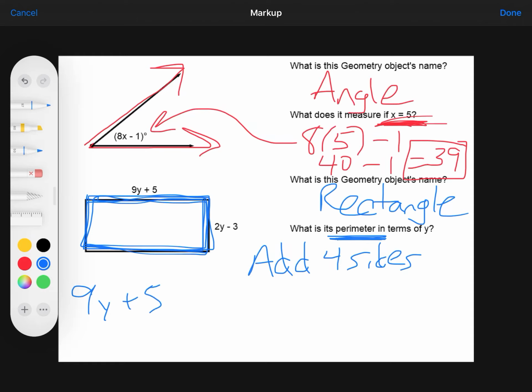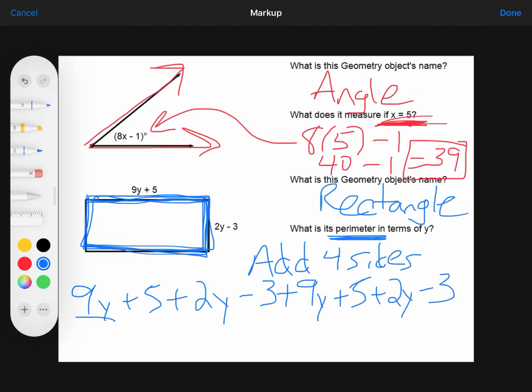9y plus 5, 2y minus 3. Careful, we need the third side. So we have the top, the right. We need the bottom side. But it's blank. We can't do the problem, right? No. You've known for years and years and years the bottom side of a rectangle is the same as the top side of a rectangle. So there you go, 9y plus 5. And the right side of the rectangle is the same as the left, 2y minus 3.